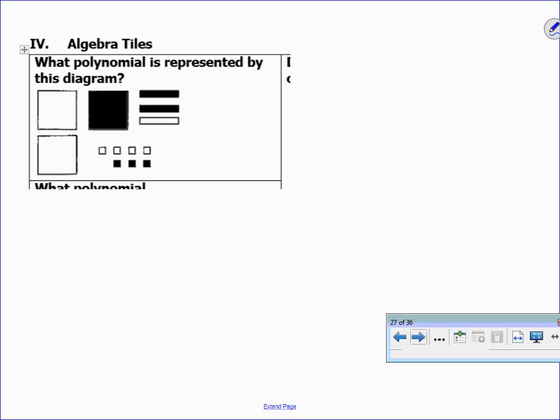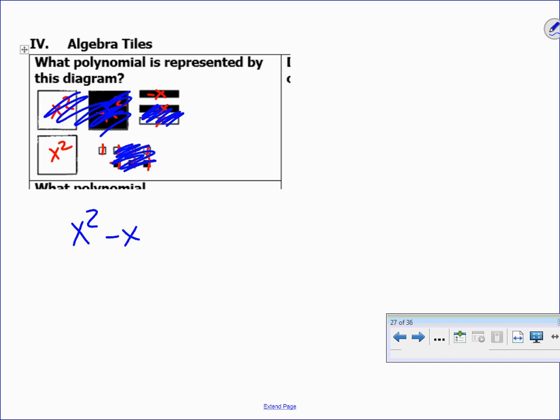Section 4 is playing with tiles. Some of you weren't taught this in class, but it is something that will eventually appear on the SOL. So this is an x squared, this is an x squared, this is a minus x squared, this is a minus x, x, 1, 1, 1, 1, minus 1, minus 1, minus 1. This is pretty easy to deal with because anything that has an opposite cancels out. And all we're left with is x squared minus x plus 1.